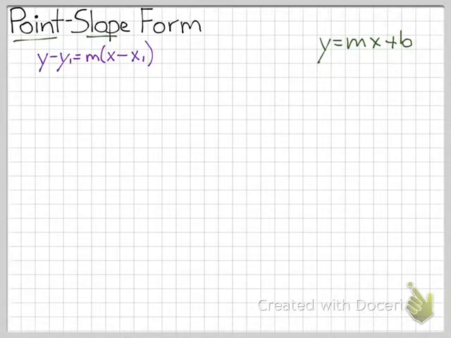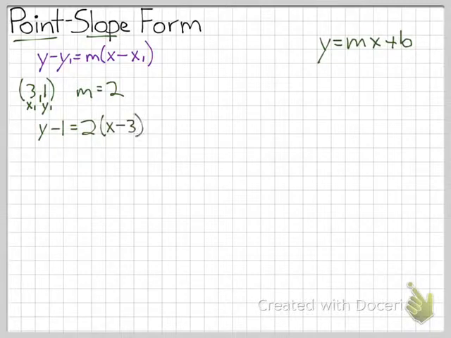So let's just pick one and see where it goes. We're going to have the point (3, 1) and a slope of 2. Now in the point (3, 1), we're going to think of the 3 as x1 and the 1 as y1, because those are the coordinates x, y. When I substitute them in, I get y minus 1 equals 2 times the quantity x minus 3.